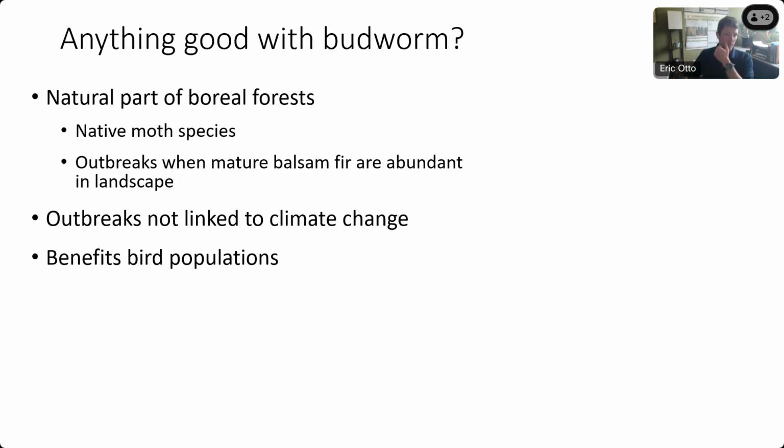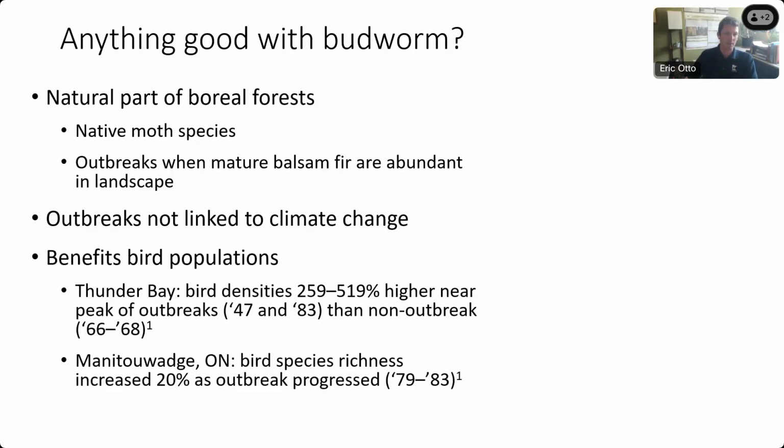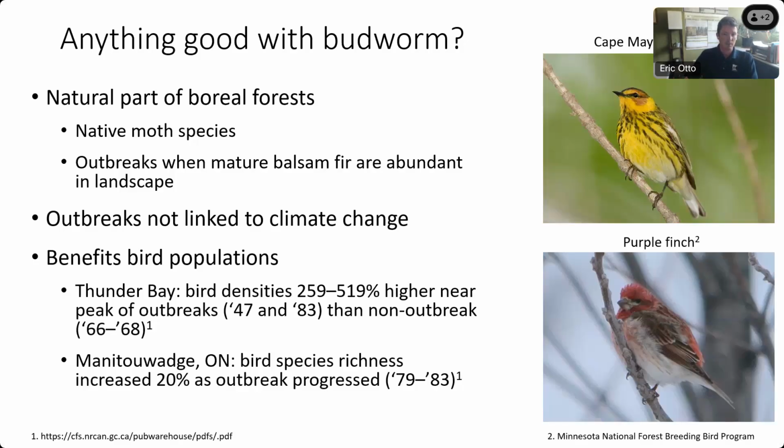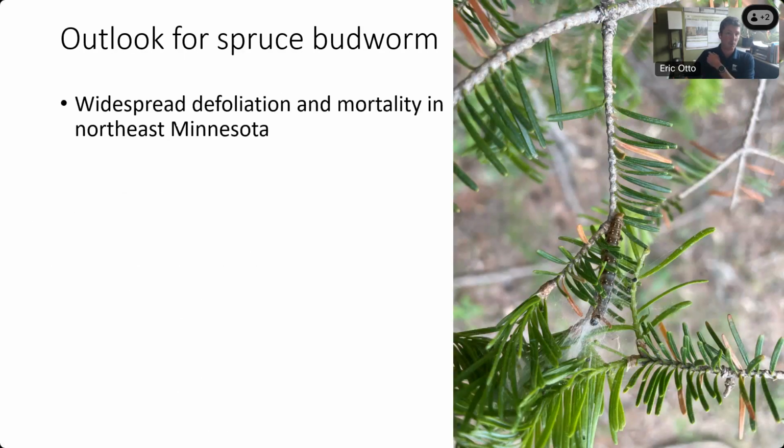One thing that's very good with budworm is bird populations. So a couple studies in Ontario, you can see those numbers. Their populations start to skyrocket. Species richness also goes up. Here in Minnesota, there'll be a link in the chat, but the Minnesota National Forest Breeding Bird Program, they kind of highlight a couple species that benefit quite a bit. They refer to these as spruce budworm specialists. So the Cape May warbler, purple finch, their populations tend to go up quite a bit during these spruce budworm outbreak years.